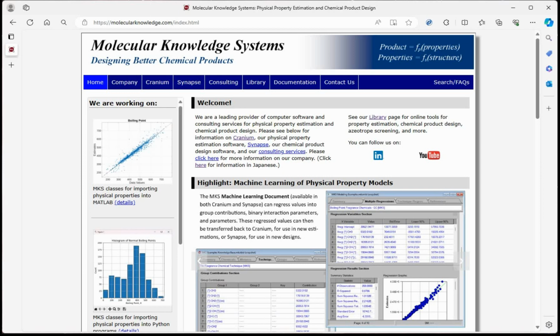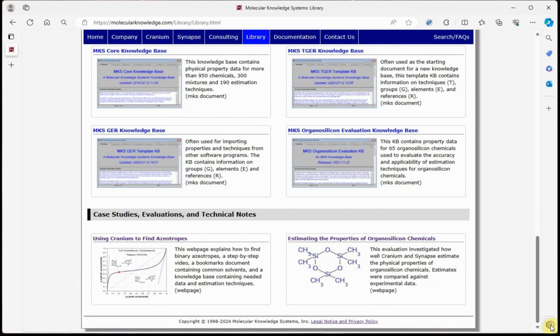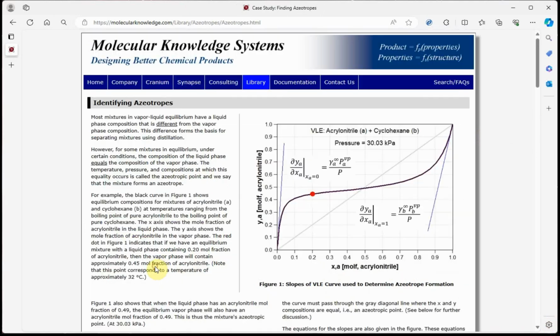Welcome. This video shows how to use Molecular Knowledge Systems' web application for finding binary azeotropes. You can find the web application by navigating to Molecular Knowledge Systems' homepage, clicking on the Library tab, scrolling to the bottom of the page, and then clicking on the Azeotropes case study.